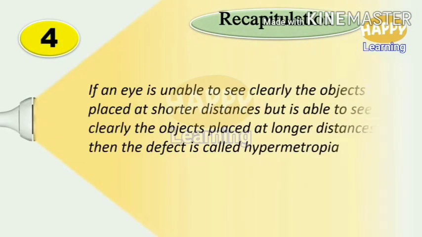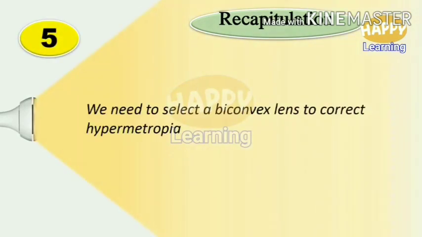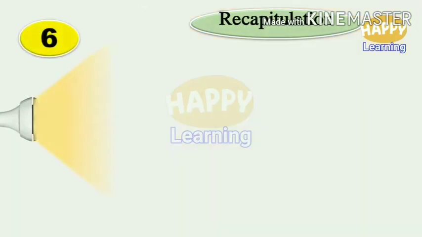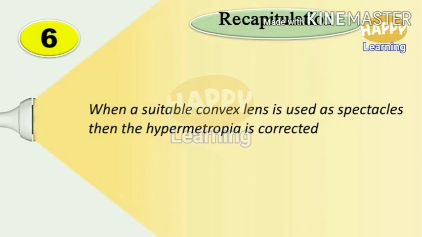Point 4. If an eye is unable to see clearly the objects placed at shorter distances but is able to see clearly the objects placed at longer distances, then the defect is called hypermetropia. Point 5. We need to select a biconvex lens to correct hypermetropia. Point 6. When a suitable convex lens is used as spectacles, then hypermetropia is corrected.